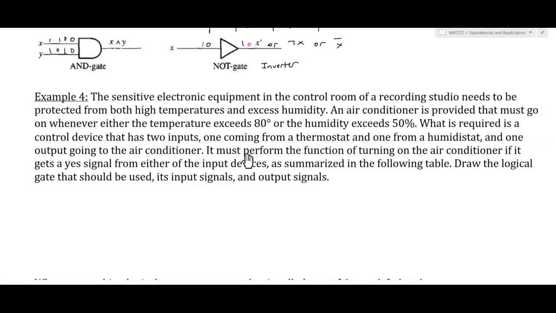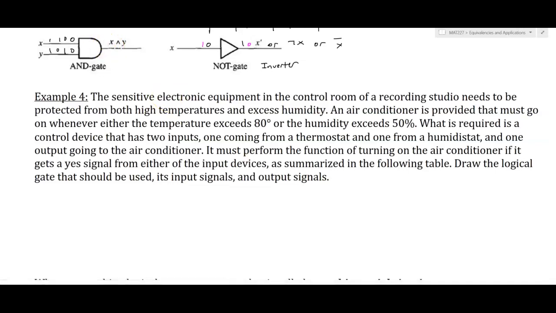protected from both high temperatures and excessive humidity. An air conditioner is provided that must go on whenever either the temperature exceeds 80 degrees or the humidity exceeds 50%. What is required is a control device that has 2 inputs, one coming from the thermostat and one coming from the humidistat, and one output going to the air conditioner. It must perform the function of turning on the air conditioner if it gets a yes signal from either of the input devices, as summarized in the table that we're going to build. Draw the logical gate that should be used, its input signals and output signals.